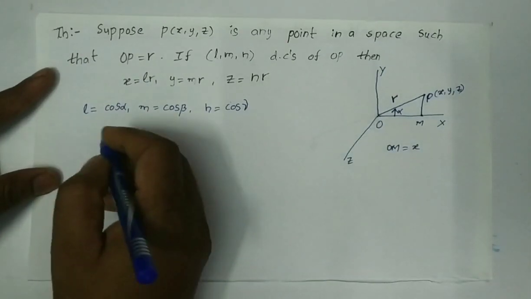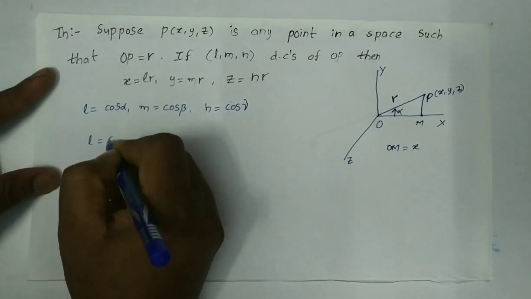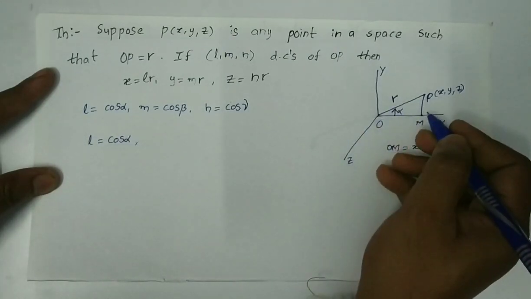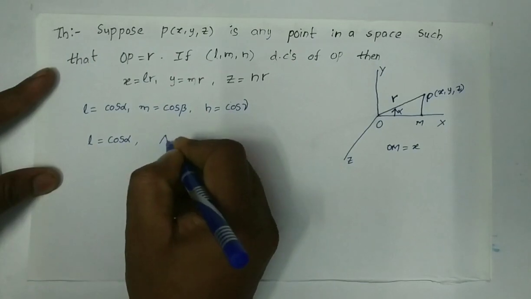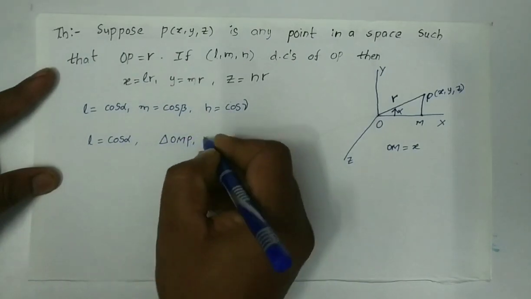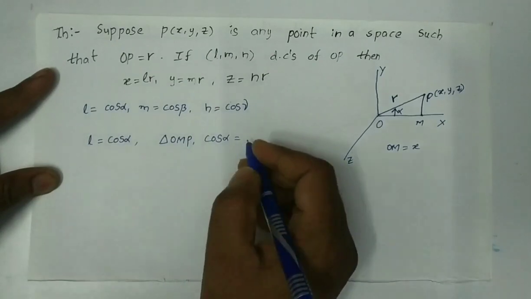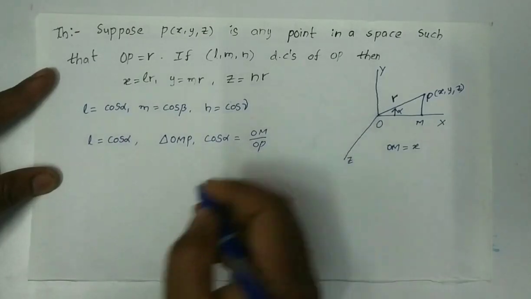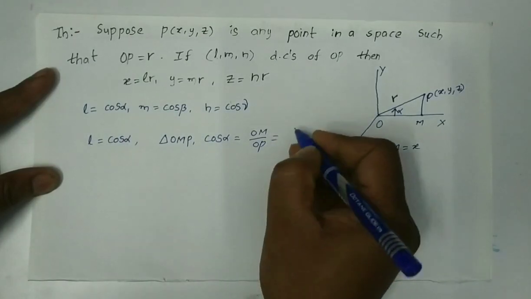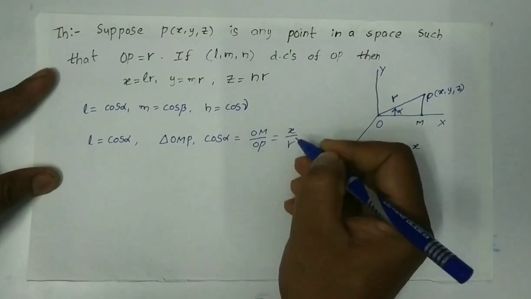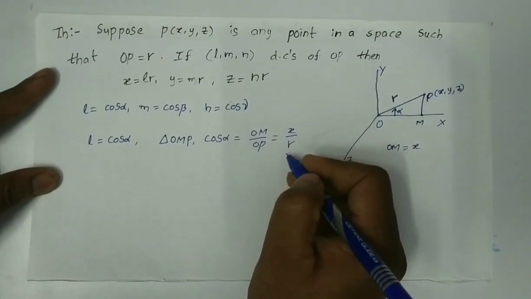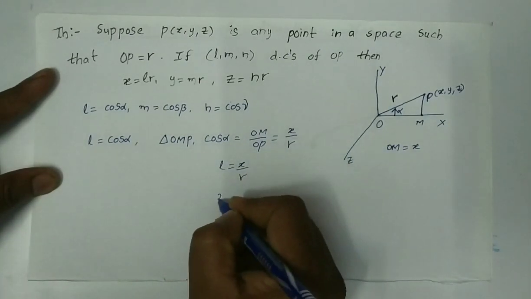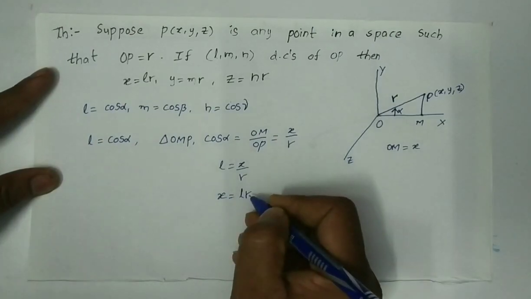Now we already know that l is nothing but cos alpha. So from triangle OMP, we have cos alpha equal to OM by OP. OM is nothing but x, OP is nothing but r. Therefore cos alpha is equal to x by r, that means l is equal to x by r. Therefore x is equal to lr.